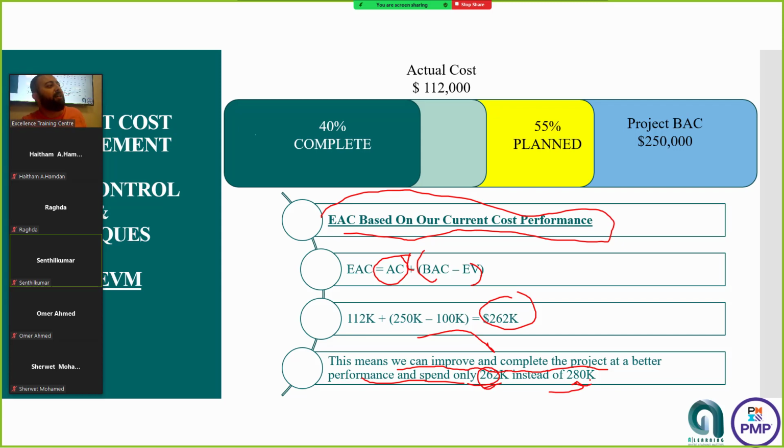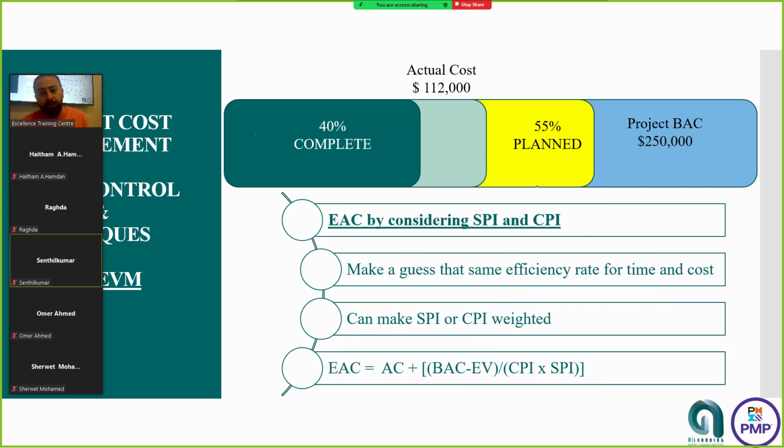It will be an extra 12k, right? So it might be considering focusing on your cost performance, getting better prices maybe, and you'll be spending an extra 12k based on your current cost performance considerations. EAC by considering the SPI and CPI together. This is the equation. Okay?